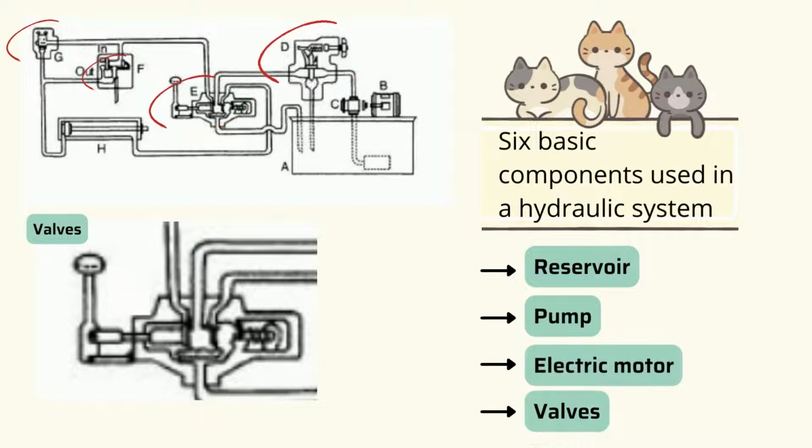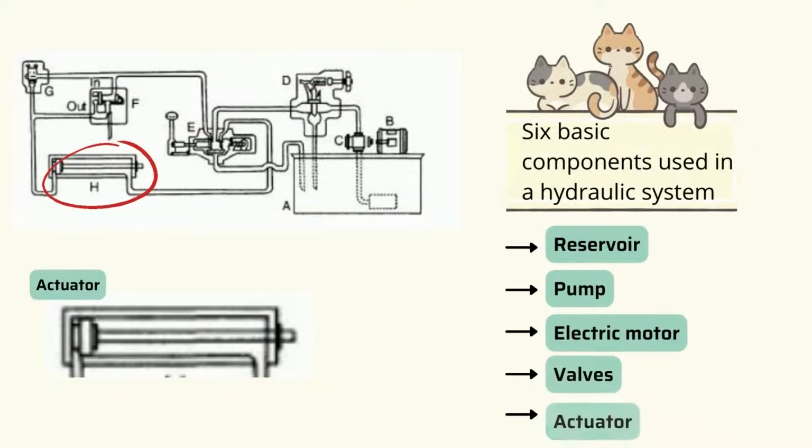The fourth component is the valve. The valve is used to control the oil direction, pressure, and flow rate. A hydraulic valve is made up of a poppet or spool and can be activated by means of pneumatic, hydraulic, electrical, manual, or mechanical means.